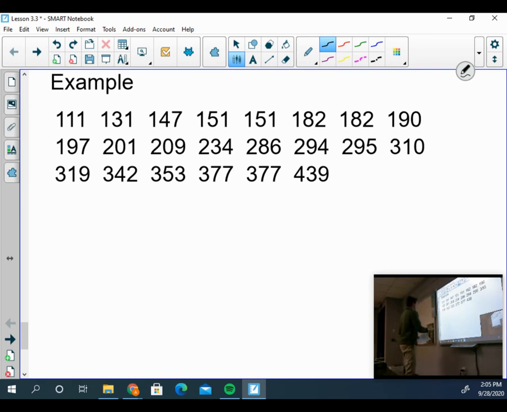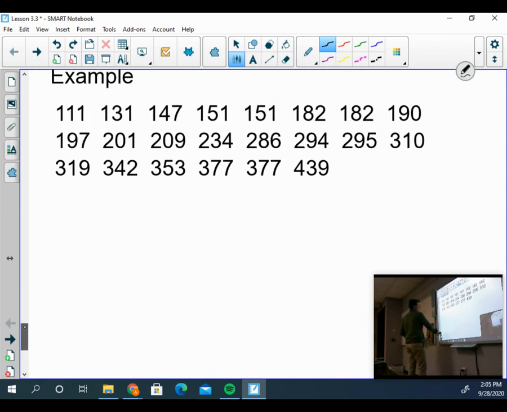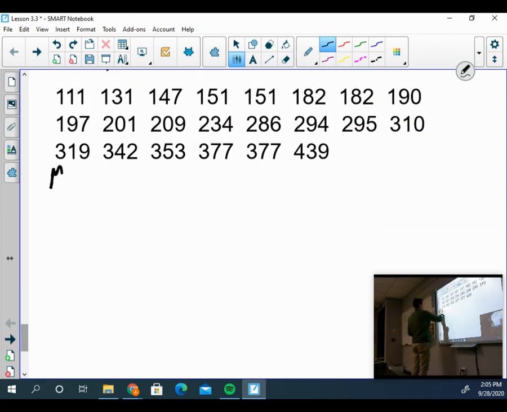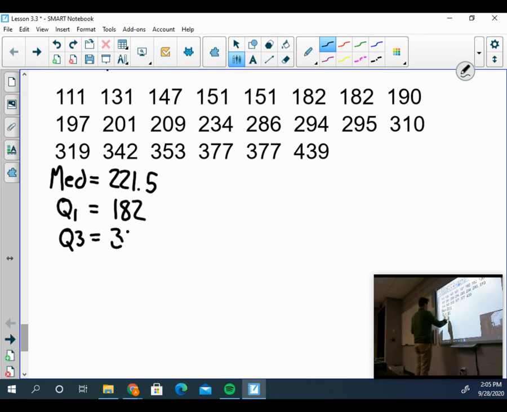Well, what you should come up with for this data set, I'm not going to write out the work, because you just did that on your own, but you should have come up with a median of 221.5. Your Q1 should have been 182. Q3 should have been 319. Your smallest data value is obviously 111. And your largest data value is 439.